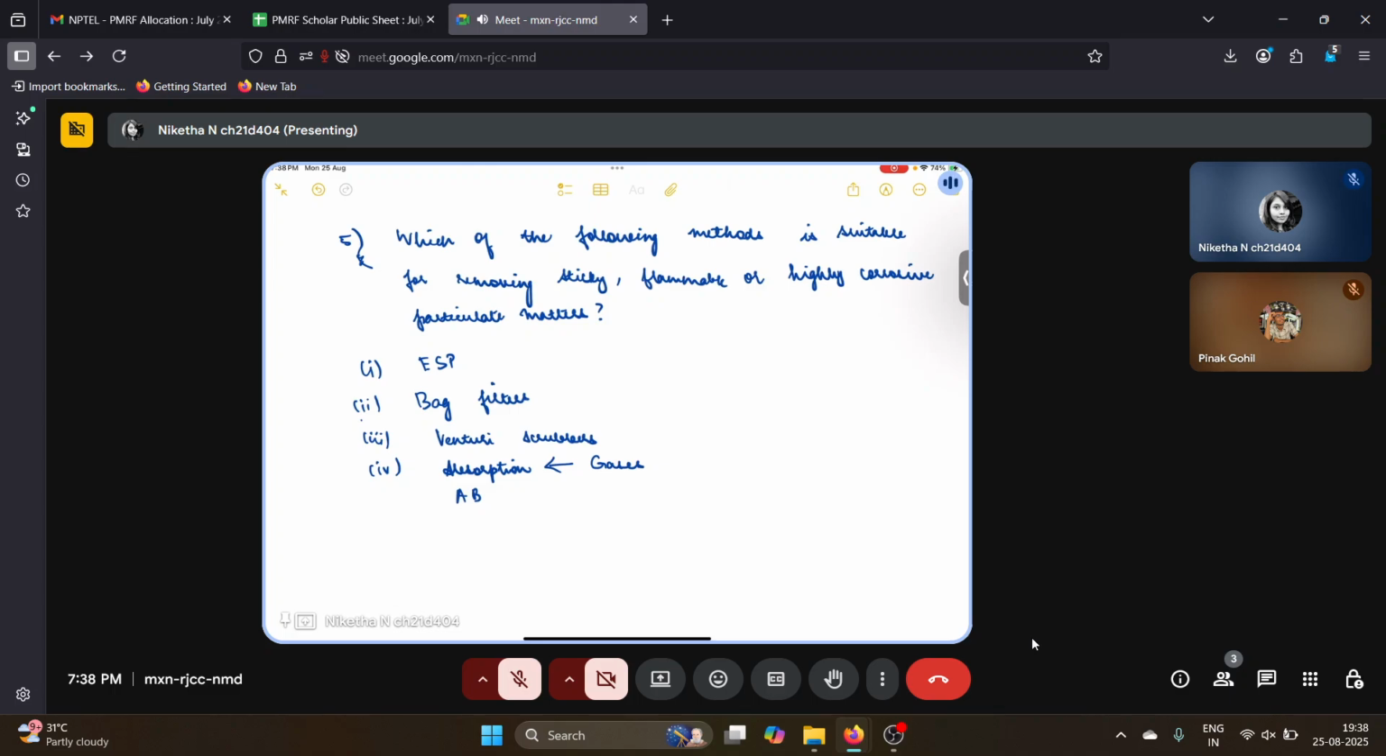So both adsorption and absorption are used for gases and not particulate matter. So that rules out the fourth option. ESP can corrode and bag filters can get blocked. So that leaves us with Venturi scrubbers. So if you have some pollutants which are flammable, sticky, or highly corrosive, then Venturi scrubbers are a better option.